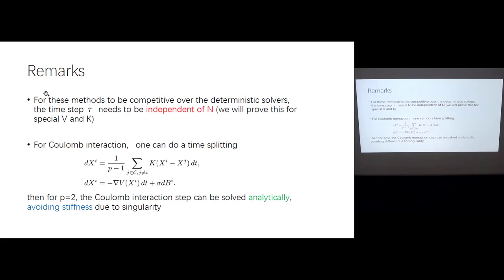Another bonus: if each group has only two particles, and you do Coulomb interaction with the other one, this part can be solved analytically. When you do time splitting, you do Coulomb with one particle, and usually the Coulomb potential is singular. You have one divided by x minus y, but when x and y are close, the time step is very, very small, you have a singularity. It's very stiff. But if you can solve analytically, of course, there's no stiffness. So that's the actual bonus, if you only take p equal 2, each particle has 2 groups.